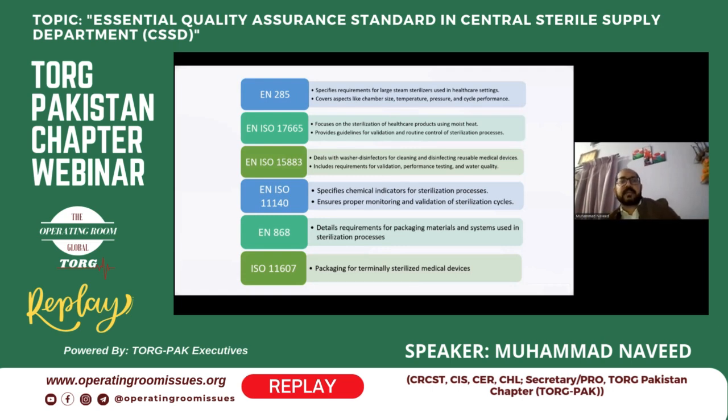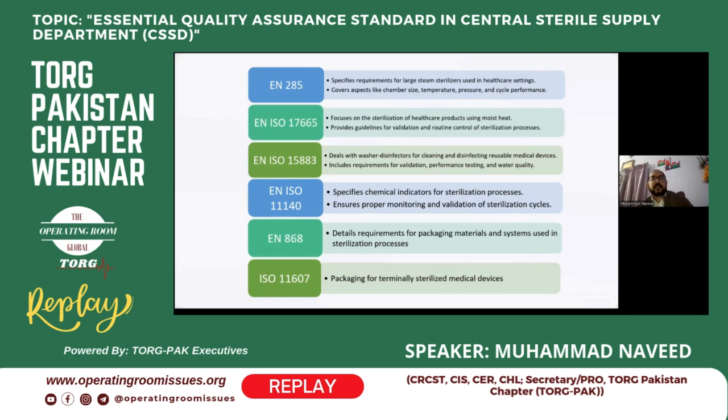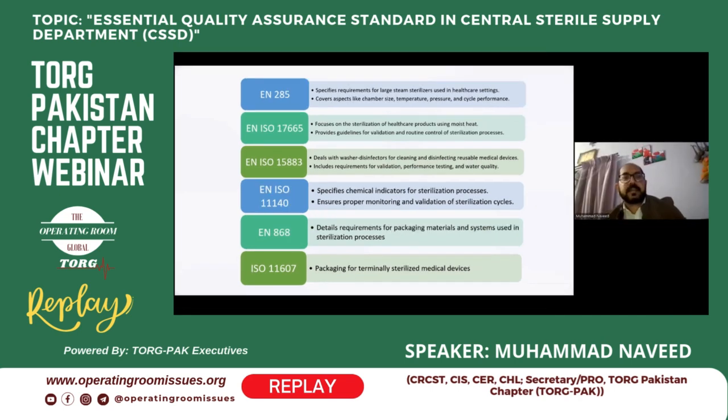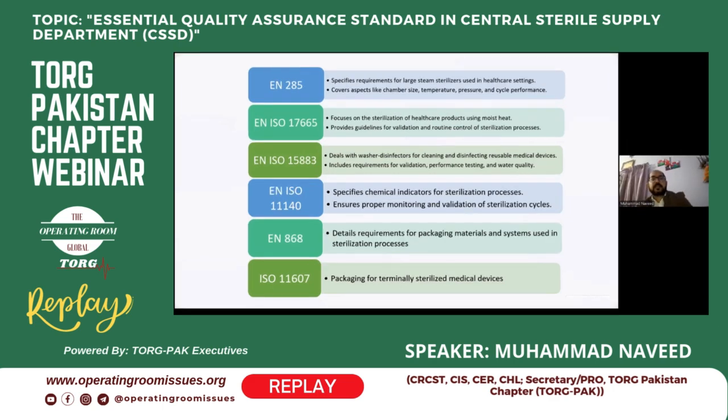The second standard is ISO 17665. Here you can see I wrote EN and ISO. It means some standards come with EN, meaning EN also endorses the ISO standards. They also implement that standard. That's why I mentioned here EN and ISO 17665. That standard focuses on the sterilization of healthcare products using moist heat. This standard works only for steam sterilization and provides the guideline for validation and routine control of the sterilization process.